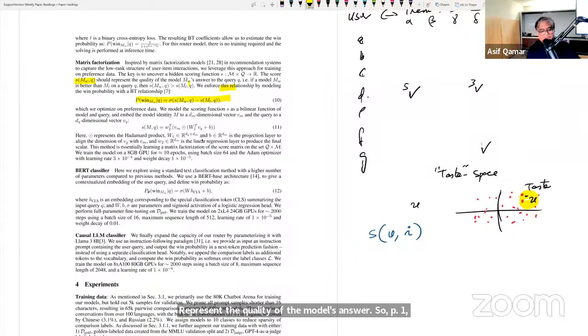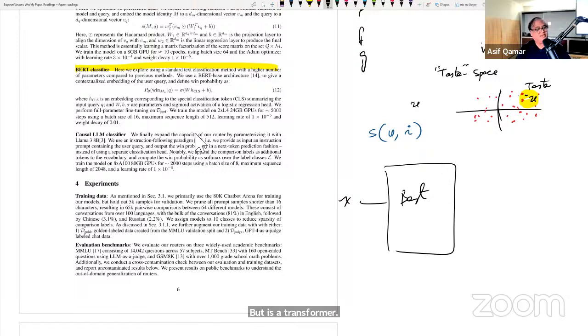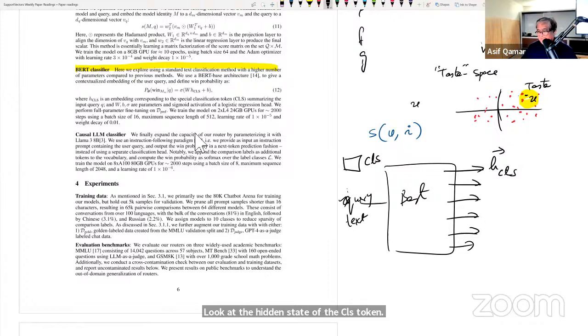The next approach is the BERT classifier. BERT classifier is a no-brainer, right? Just to whet your recollection, what does BERT do? BERT is a transformer such that, given the input, you prepend the input with a query. So this is your query text. You prepend it with a CLS token. When all these things get the contextualized vectors, the hidden state vectors come out of the BERT transformer, you in particular look at the hidden state of the CLS token. If you remember the old BERT theory, this is what you get.